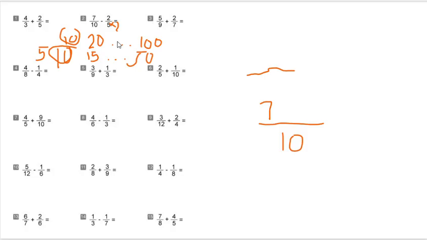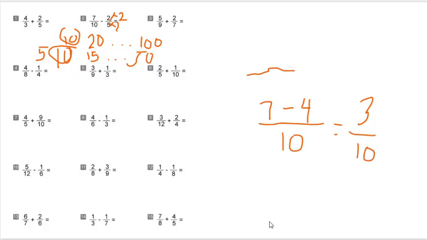Whatever you do on the denominator, you must do on the numerator. Therefore, on top will be 2 times 2, and we know that gives us 4. So our final answer is 3 over 10.